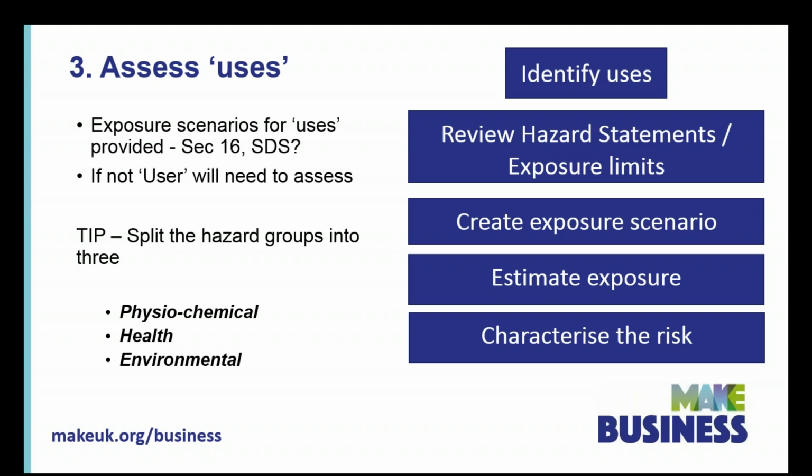So we look at the hazard information on the safety data sheet, the second step here, review hazard statements and exposure limits. And we're really looking at those physical, health and environmental. And we can see here, if we took those hazard statements, what kind of risks we could expect to see during our use. We can then, on the third step, create exposure scenarios. This is a technical description of the processes or activities that you carry out and the operational conditions that you might encounter during your use.